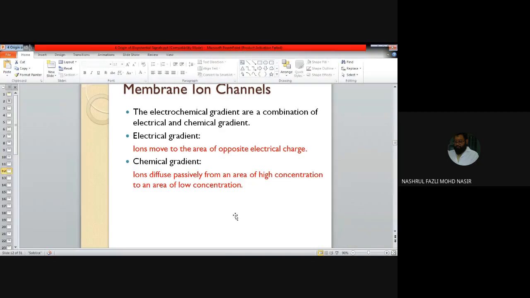So what is the meaning of electrochemical gradient? You have to consider two of these. Electrical gradient, what does it mean? Ions move to the area of opposite electrical charge. Easy. One is positive, one is negative. If you have a positive ion, it will move to the negative side. If the ion is negative, it goes to positive. You can draw a bit.